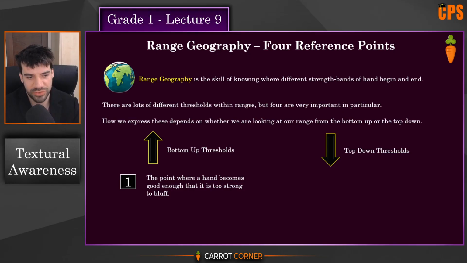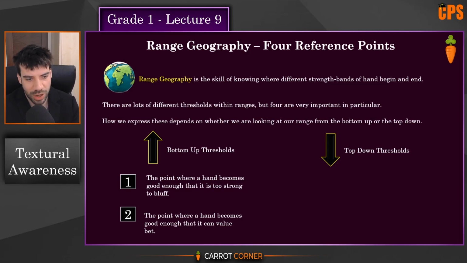A bottom-up threshold that's really important is the point where a hand becomes good enough that it's too strong to bluff. By recognizing the geographic location, so to speak, of this threshold within your range, you're able to distinguish spots where betting would be a mistake because checking actually starts to give you a higher EV. Another bottom-up threshold, when you continue moving further up your range from weak to strong, is going to be the point where a hand becomes good enough that it can value bet. Missing this point, or neglecting to think about it properly and in relation to the texture, is one way in which people just make mistakes. If you don't ask yourself, am I in a still lake, a choppy sea, or a tsunami, it's hard to actually pinpoint where this is.